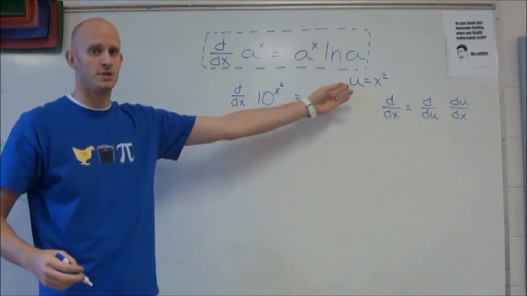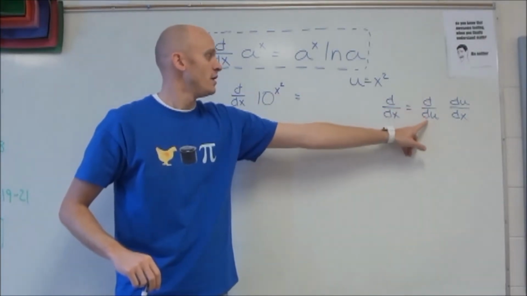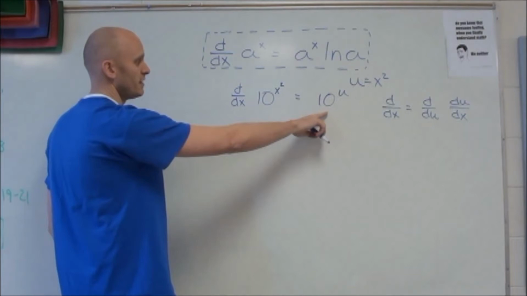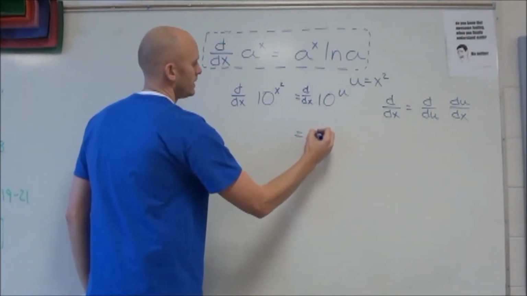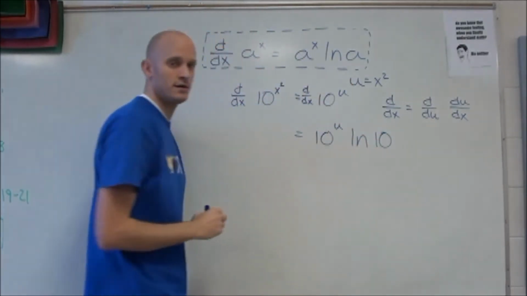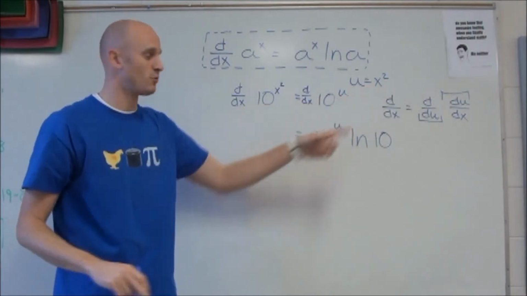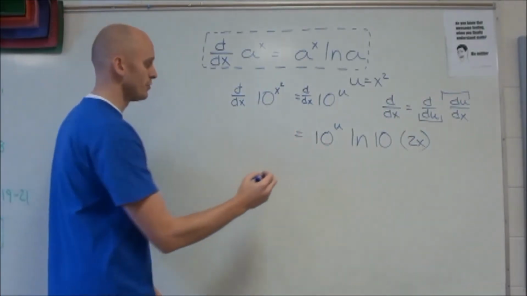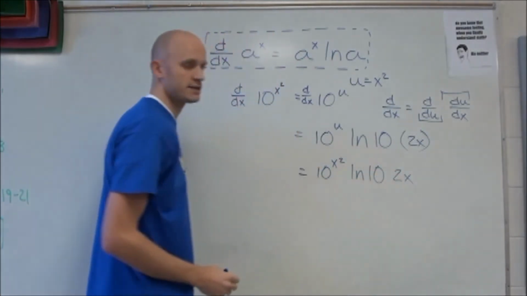Alright, so using our u substitution, if u is equal to x squared, the derivative with respect to x is the derivative with respect to u, so this is 10 to the u. So the derivative with respect to u is simply 10 to the u natural log of the base, which is 10. And we're going to simply multiply that by the derivative of u with respect to x. Well, u is x squared, so the derivative of that is 2x. Plugging back in our u. This is 10 to the x squared natural log of 10 multiplied by 2x.